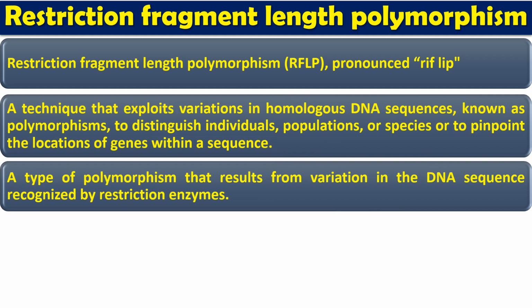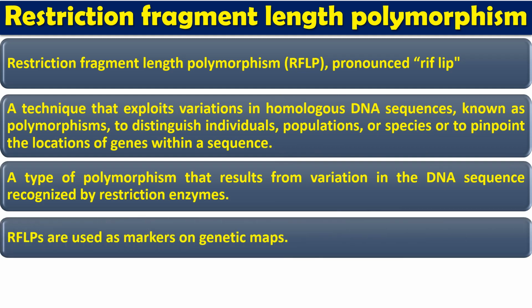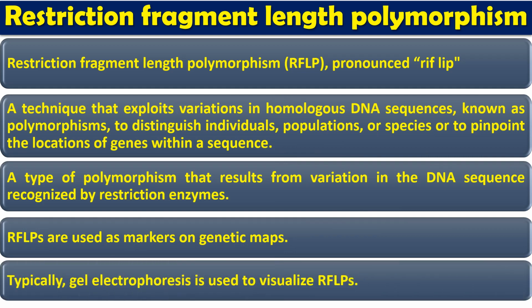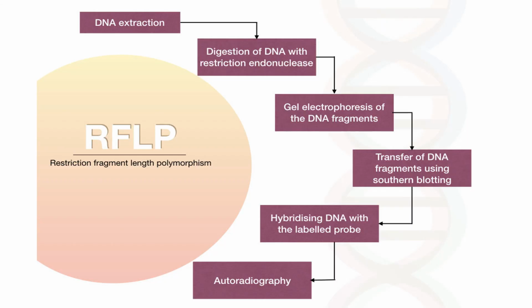Here we are going to use these restriction sites, which are present on the DNA sequence, for the differentiation. RFLP is used as a marker on genetic maps, and then it is separated on gel electrophoresis, and then we can visualize it on the gel. So these are the sequential events of how RFLP can be performed.